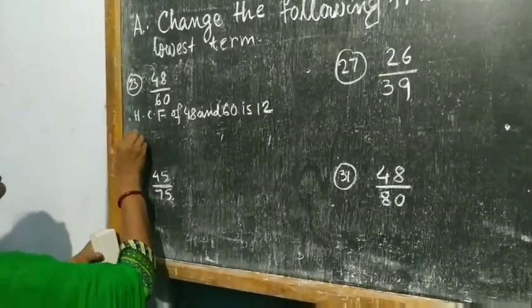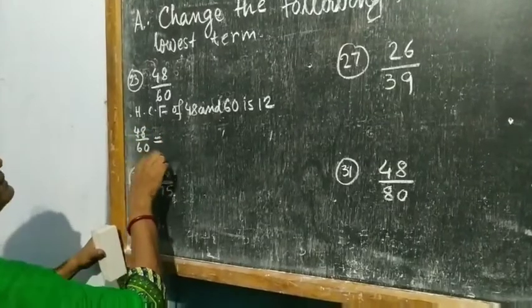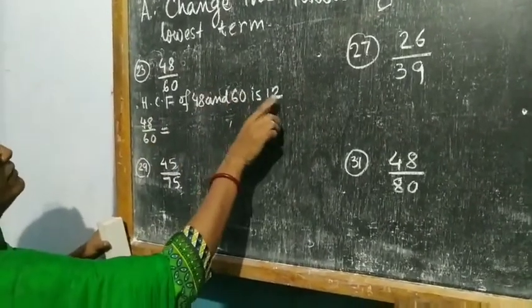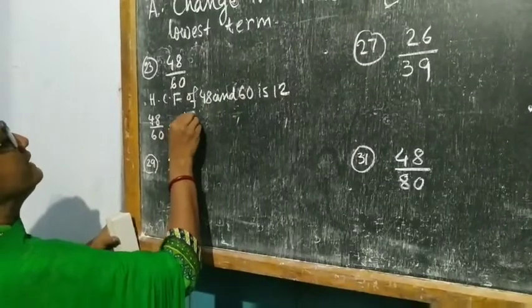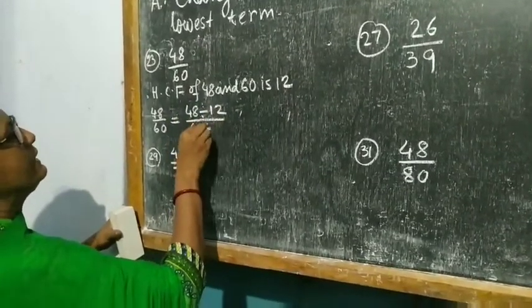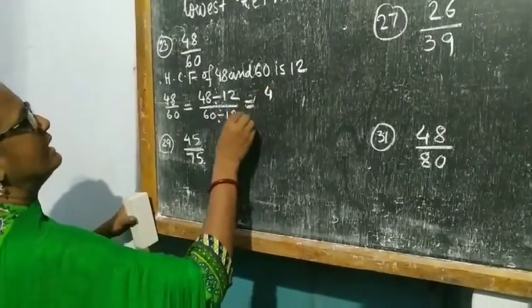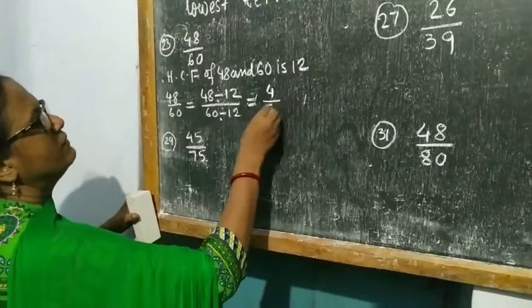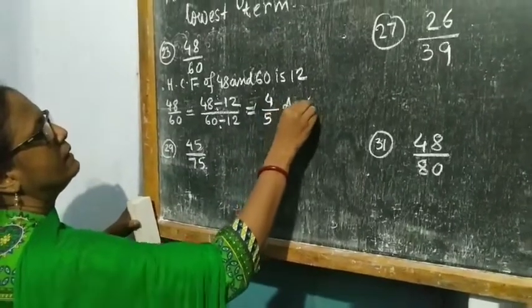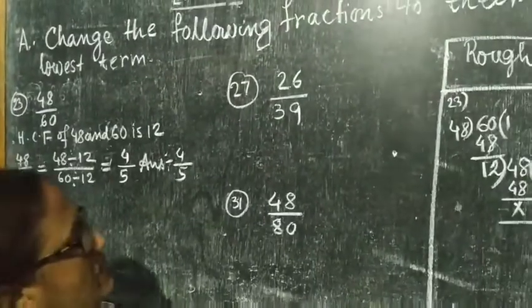Now children, you divide the numerator and the denominator of the fraction 48 by 60 by its HCF 12. So 48 divided by 12, 60 divided by 12. 48 divided by 12, 4, and 60 divided by 12, 5. So the answer is 4 by 5.